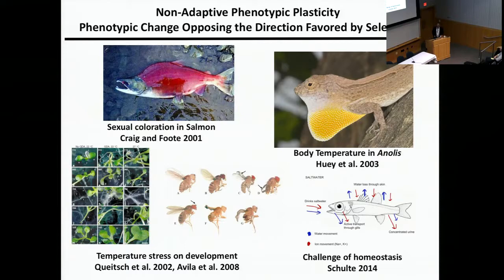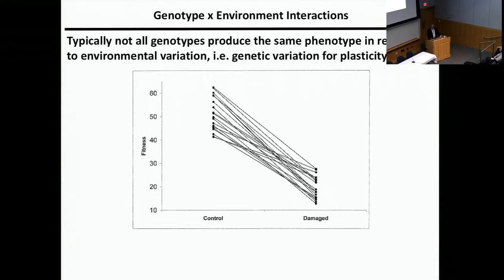So we have these contrasting views, but if we look just within a population, the other thing we see is that not all genotypes respond in the same way. This was pointed out earlier today: what's common are genotype by environment interactions. Another way to think about this is that there is genetic variation for plasticity within populations. Plasticity itself can evolve. So where does adaptive plasticity come from? It has to come from the standing genetic variation that exists within the population.